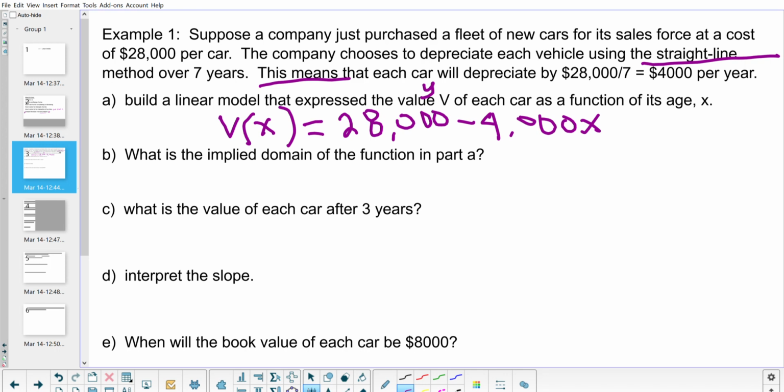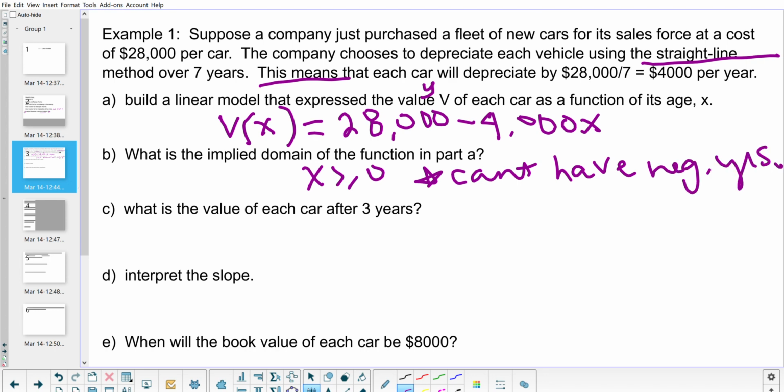Okay, what is the implied domain of this function? Okay, well, the domain is its age. Obviously the car can't have negative years. So x is greater than or equal to 0. Okay, you can't have negative years. I'll write that down. So implied domain just means, based on the word problem and based on what's reasonable with the situation. Because obviously the domain of this line, if you were to literally plug this into your calculator, it's going to show you the whole line, all real numbers. But implied domain is what works specifically to this situation.